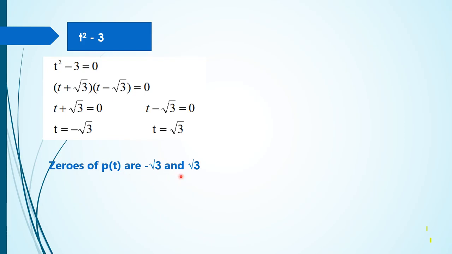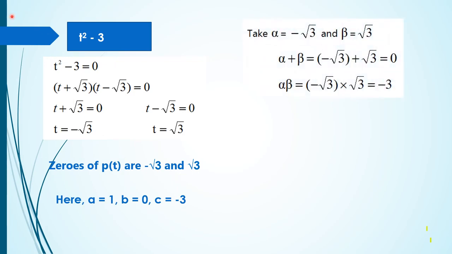Now we will verify the relations. Here a is equal to 1, that is the coefficient of t square. b is equal to 0, as the coefficient of t is not there. Constant term is minus 3. Now let's verify the relations by taking alpha equal to minus root 3 and beta equal to root 3. Let's find alpha plus beta, that is minus root 3 plus root 3. Both are the same values with opposite signs. The sum is 0. Alpha beta is the product of zeros, minus root 3 into root 3. Minus and plus is minus, root 3 into root 3 is root 9, nothing but 3.